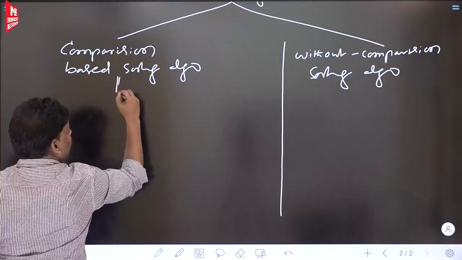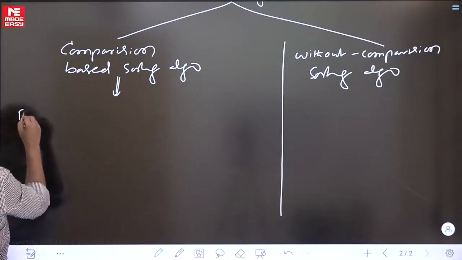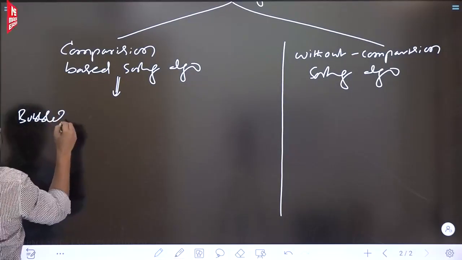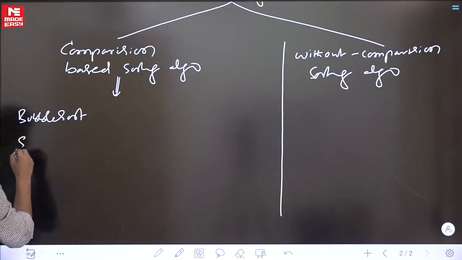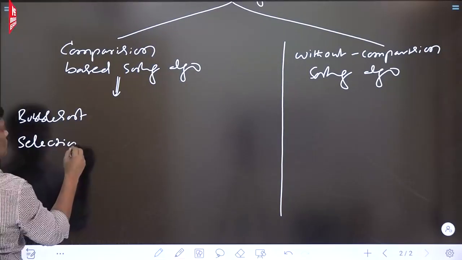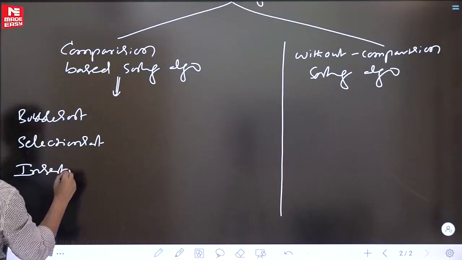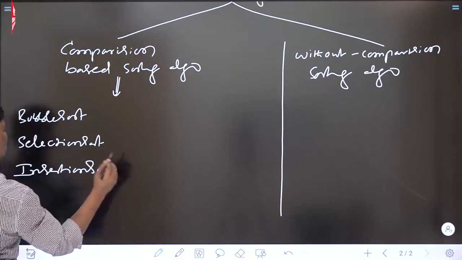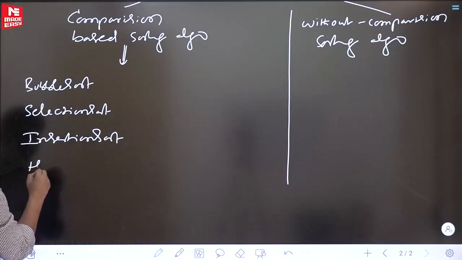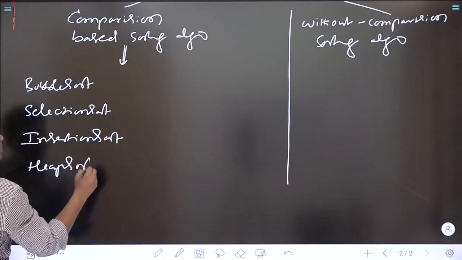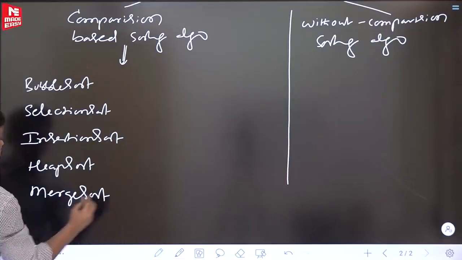But what are the with comparison ones? Whatever you know, those are with comparison only. What are those? Bubble sort, selection sort, insertion sort. Next one, heap sort, merge sort, quick sort.